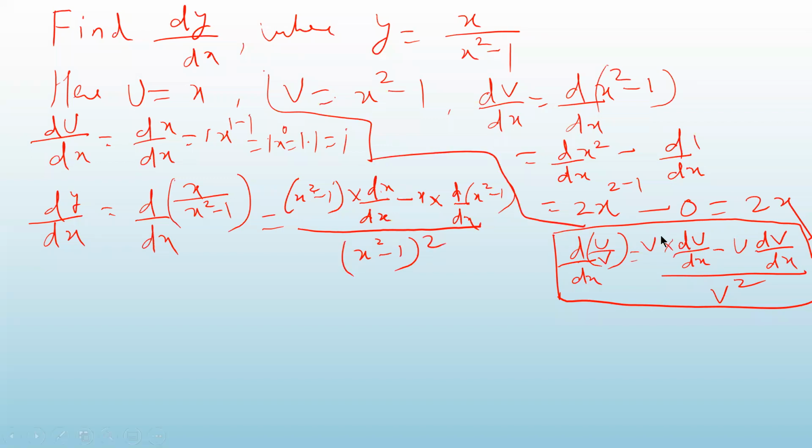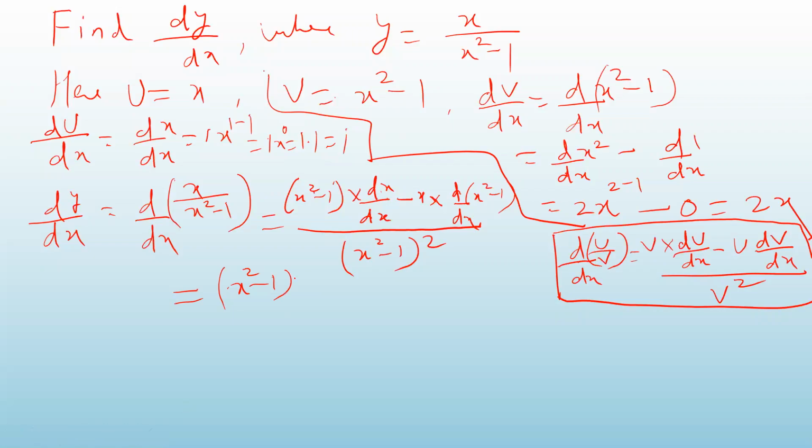Okay. So I have written this formula, I mean the rule here. Now let us put the value. So x square minus 1. What is the derivative of x? We have just now calculated 1. So in place of this, I can put 1. This is into 1 minus x into, what is the derivative of x square minus 1? Look at here. The derivative of x square minus 1 we got as 2x. So in place of this, I will write down 2x divided by x square minus 1 whole square.